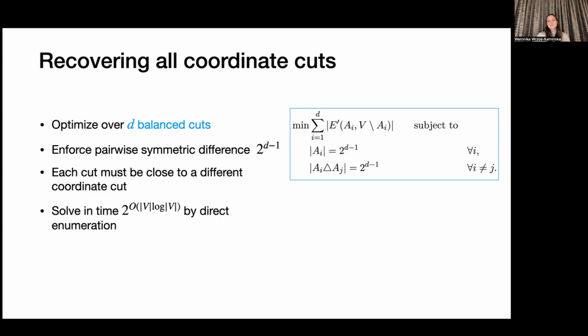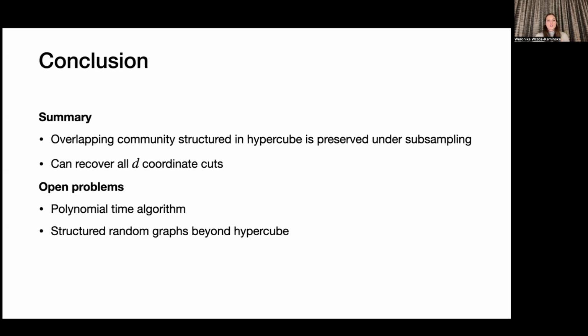The way we solve it is just by direct enumeration. We try all of the feasible solutions and pick the best one. So just to summarize, we show that if you subsample the hypercube, then the community structure is preserved, and you can recover all of the coordinate cuts.